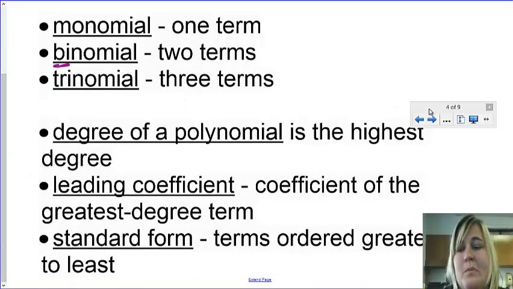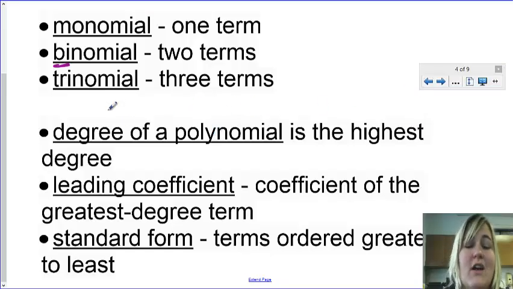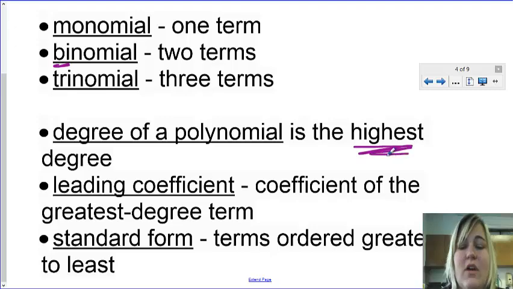The degree of a polynomial, because we're talking about multiple terms, is the highest degree of any of the individual terms. So you find the degree of each term in the polynomial, and the highest degree is the degree of the polynomial. The leading coefficient is the coefficient of the greatest degree term. That means that the term with the highest degree, the coefficient of that term is the leading coefficient. Standard form is when terms are ordered greatest to least, and that is by their degree. Greatest to least with degree.